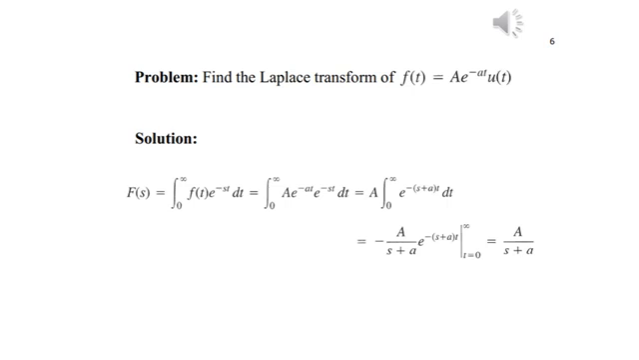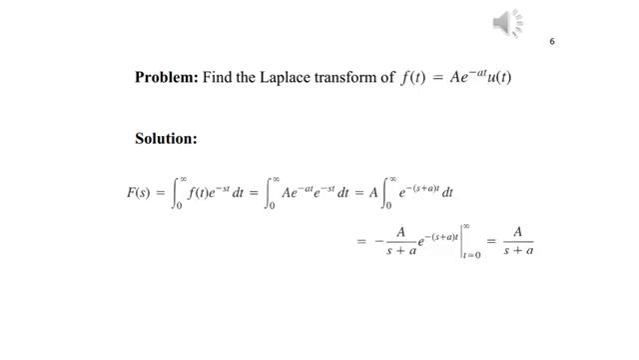Likewise, as previously, we substitute the higher limit first and minus the lower limit. So we'll have a divided by s plus a times e raised to the power minus infinity, which is 0, minus e raised to the power 0, which is 1. So the minus will come out, and that will cancel with the previous minus sign. So we'll have the total Laplace transform function as a divided by s plus a.